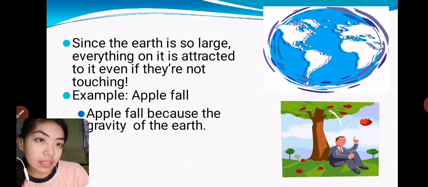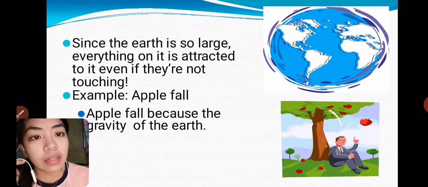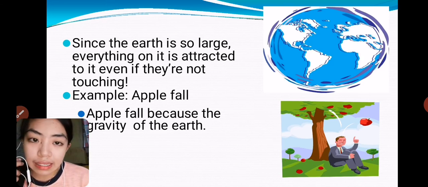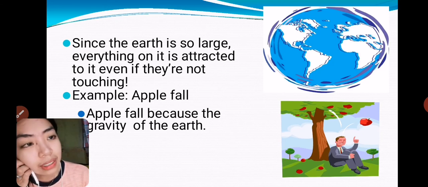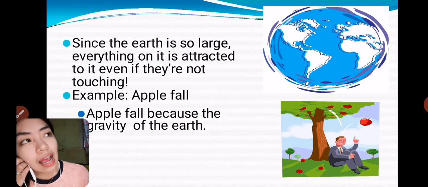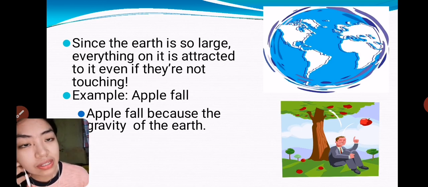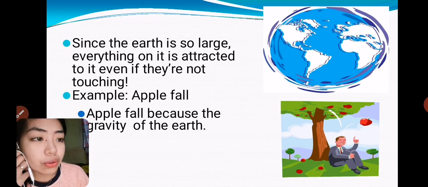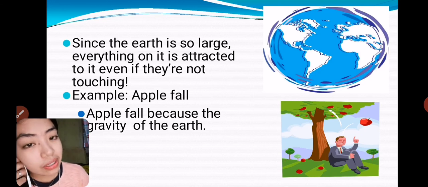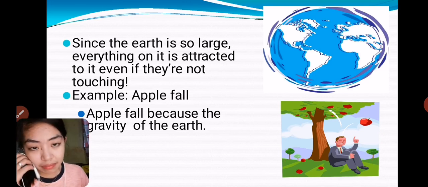Okay, next one. Since the Earth is so large, everything on it is attracted to it even if they are not touching. So, kaya nga sinasabi natin na yung Earth is just like a giant magnet. Kasi nga lahat ng ihahagis mo pataas will fall down. Kasi nga may presence ni gravity. So, example yung apple fall, yung kay Isaac Newton. So, yung apple fell because of the gravity of the Earth. Because meron tayong tinatawag na gravitational force, kaya lahat ng ihahagis mo pataas, babagsak.